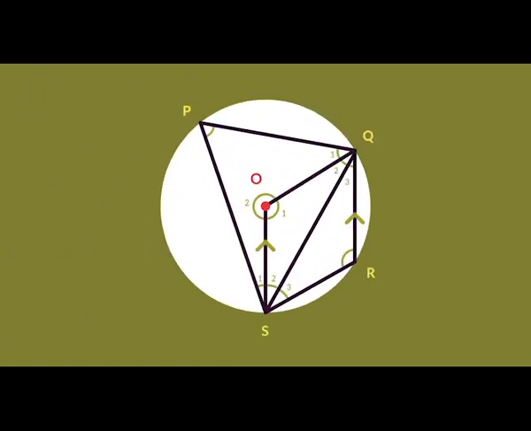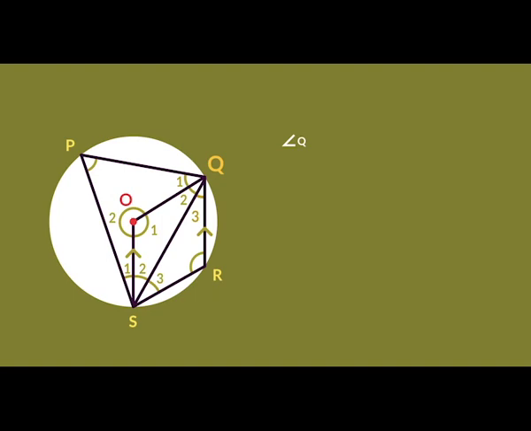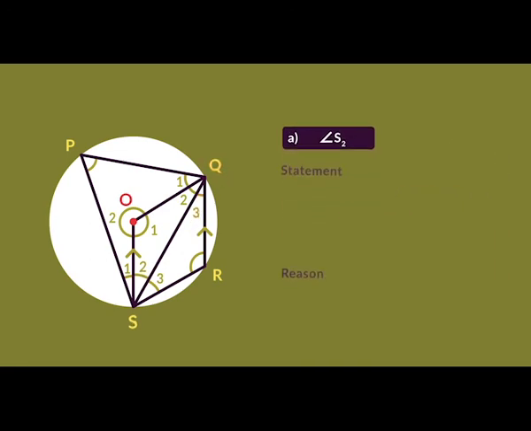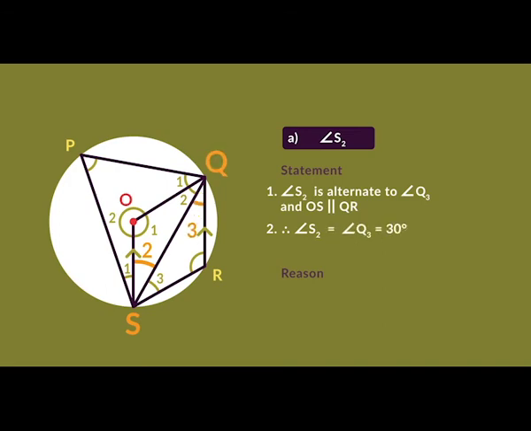Final example. In this diagram, we are given that angle Q3 is equal to 30 degrees, and we need to find the sizes of some of the other angles. Angle S2 is an alternate angle to angle Q3, and the lines OS and QR are parallel. So S2 is equal to Q3 equals 30 degrees.